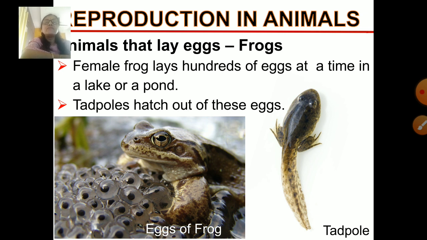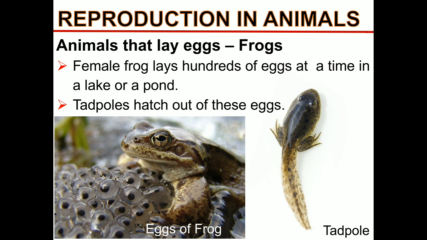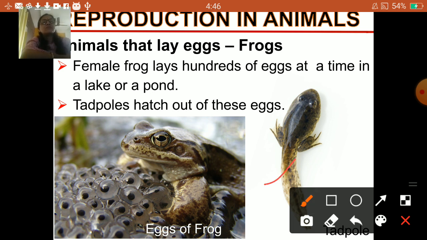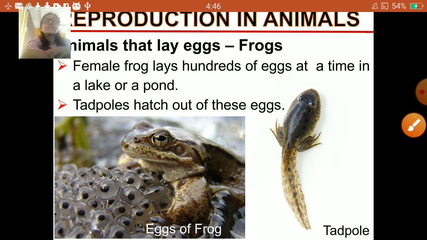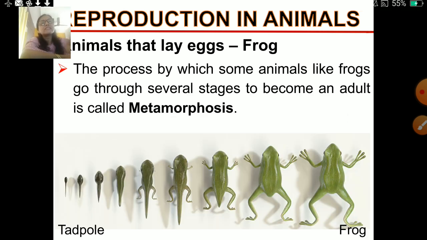Tadpole means a baby frog, which you can see in the picture. See, this is a tadpole, right, children? It looks just like a small fish, because it has a tail and its body is slim and streamlined. So this is called a tadpole. After the eggs hatch, the tadpole looks just like a small fish, and it also swims in the water. Now what happens after a few weeks?